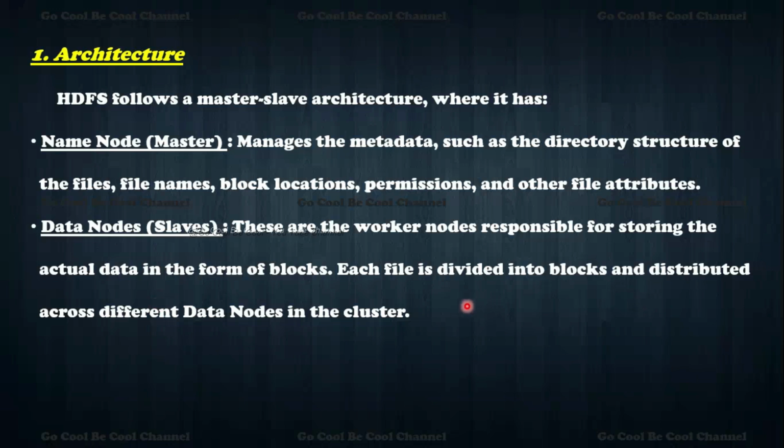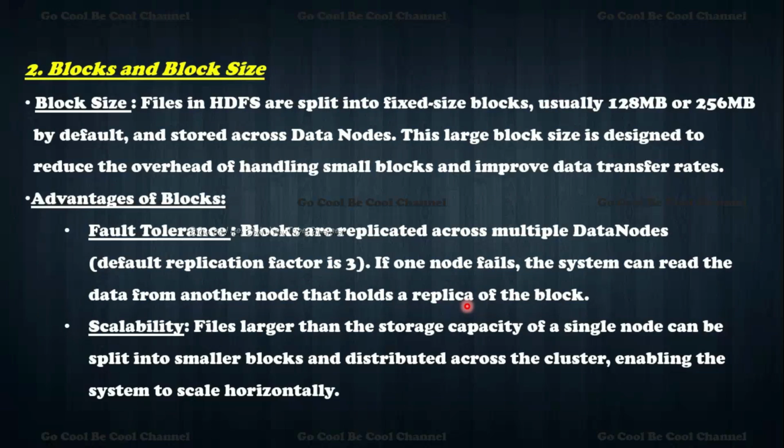So blocks and block size. What is meant by block size? Files in HDFS are split into fixed size blocks, usually 128 MB or 256 MB by default, and stored across data nodes. This large block size is designed to reduce the overhead of handling small blocks and improve data transfer rates. Advantages of blocks: fault tolerance, and scalability is also one of the main areas. And then what is replication?